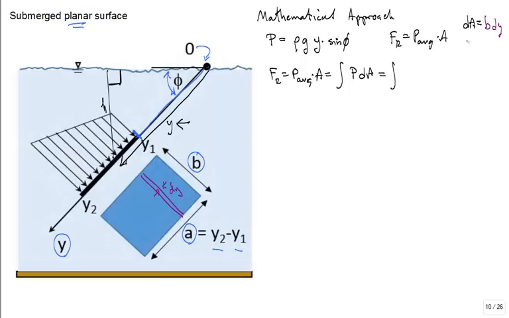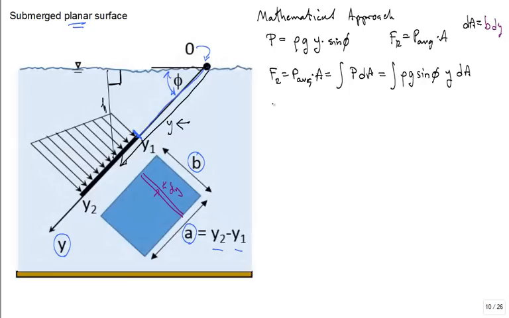Let's just write it, putting in the pressure. So we put in rho g sine phi times y. That's all the pressure. And then I have dA. I'm going to leave it just like that for a minute.